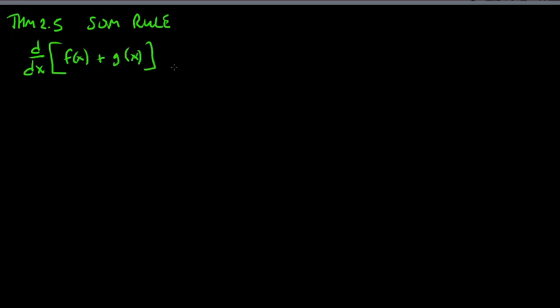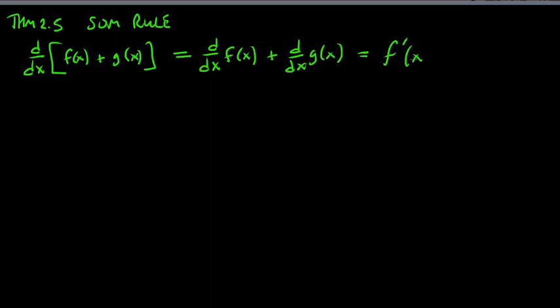Well, it worked for limits. That doesn't mean it works for derivatives, but luckily it does. In other words, it's exactly what you would expect to do, right? The derivative of the sum of two functions is just going to be the sum of the two derivatives. And we can write this more succinctly as f prime of x plus g prime of x. So the derivative of the sum is the sum of the derivatives.